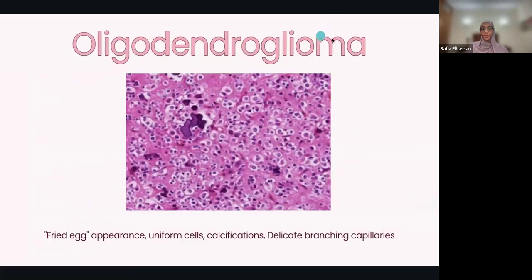So here's what it looks like on histopathology. Can you guys appreciate the fried egg appearance? The nucleus looks like the yolk of the egg, and then the rest of the cell looks like the egg whites. The cells are also pretty uniform, so they all kind of look the same. You have the presence of calcifications, and between the cells, you have these delicate branching capillaries. And this is termed chicken wire because it resembles chicken wire, apparently.